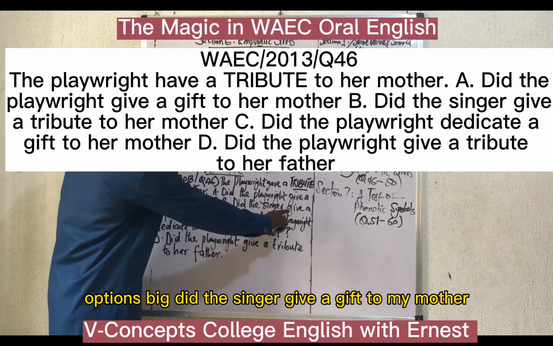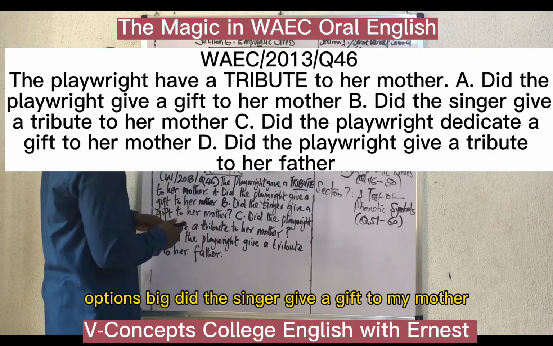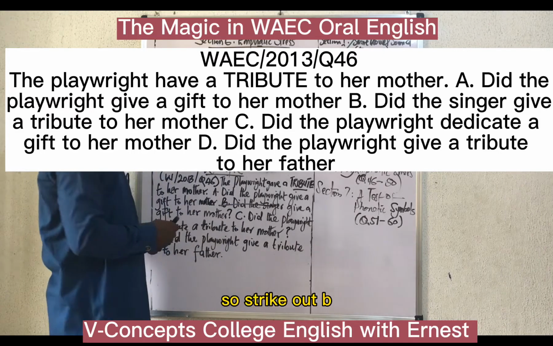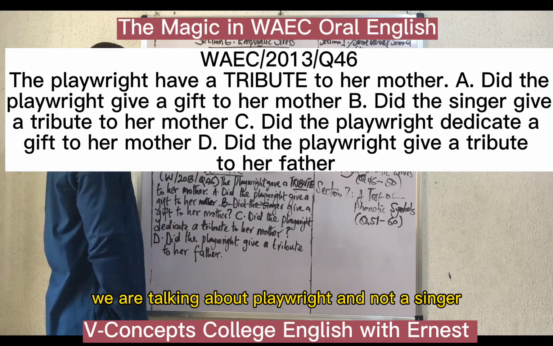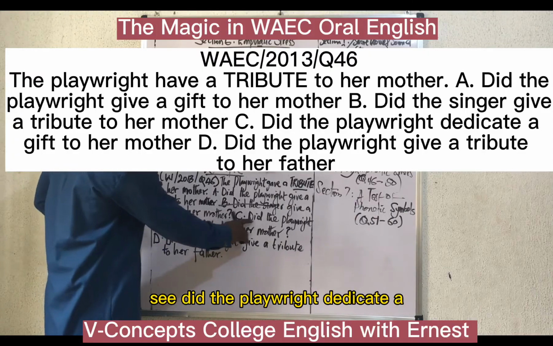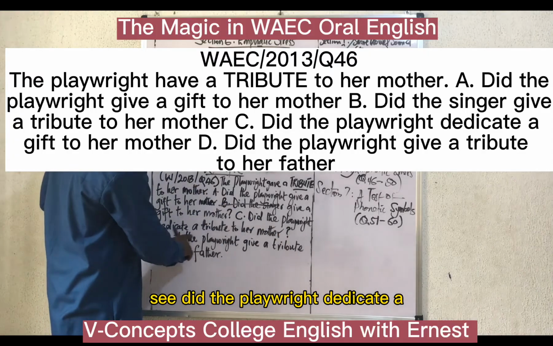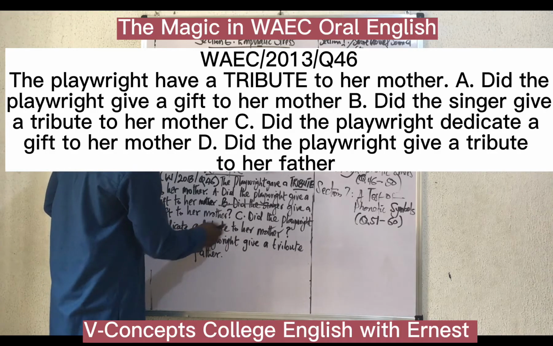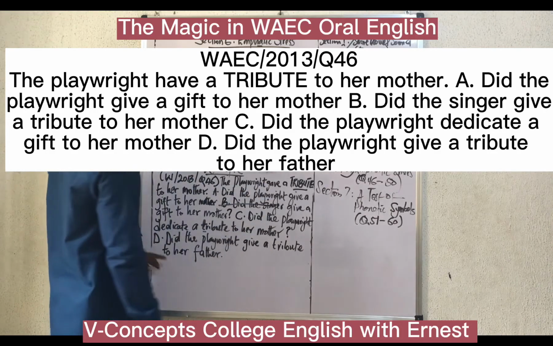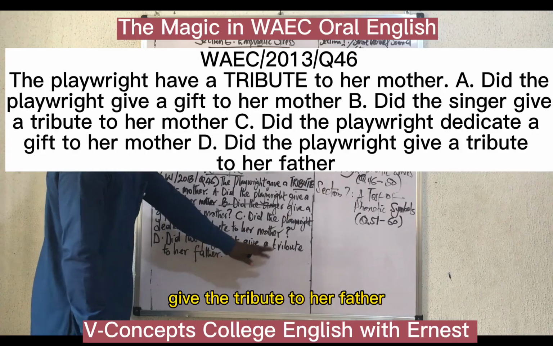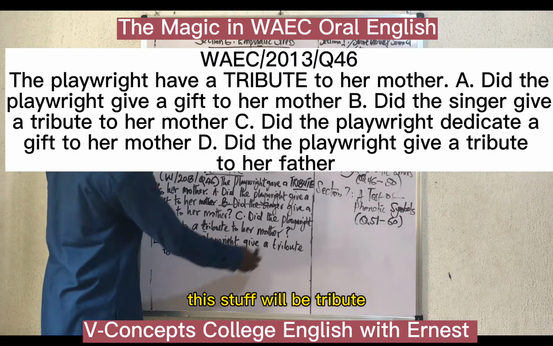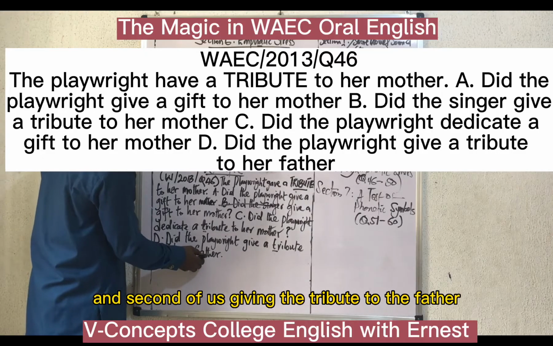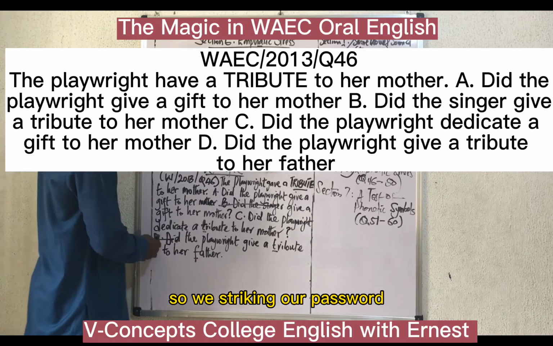B. Did the singer give a gift to her mother? But this question is not talking about a singer, so strike out B. We are talking about the playwright and not a singer. C. Did the playwright dedicate a tribute? This option repeats tribute, which is the stressed word. Then D. Did the playwright give a tribute to her father? This option repeats tribute and it's talking about giving the tribute to the father. So we'll strike it out as well.